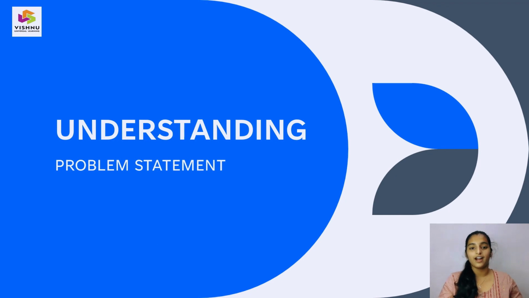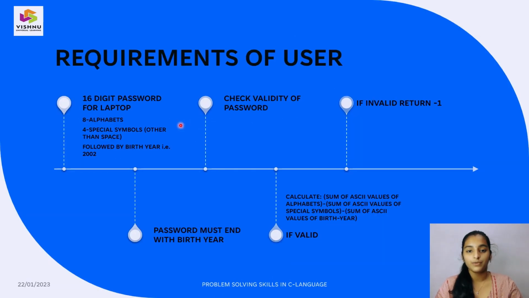So let's understand our problem. At first, Hamsini wants to set up her password to her laptop. It consists of 16 digits, in which she wants to include 8 alphabets. She didn't mention whether it should be only lowercase or uppercase, so it can be any of that, but it should have 8 alphabets and 4 special symbols other than space, so we should not include space in that password. Then they are followed by the birth year. That means the password must end with the birth year.